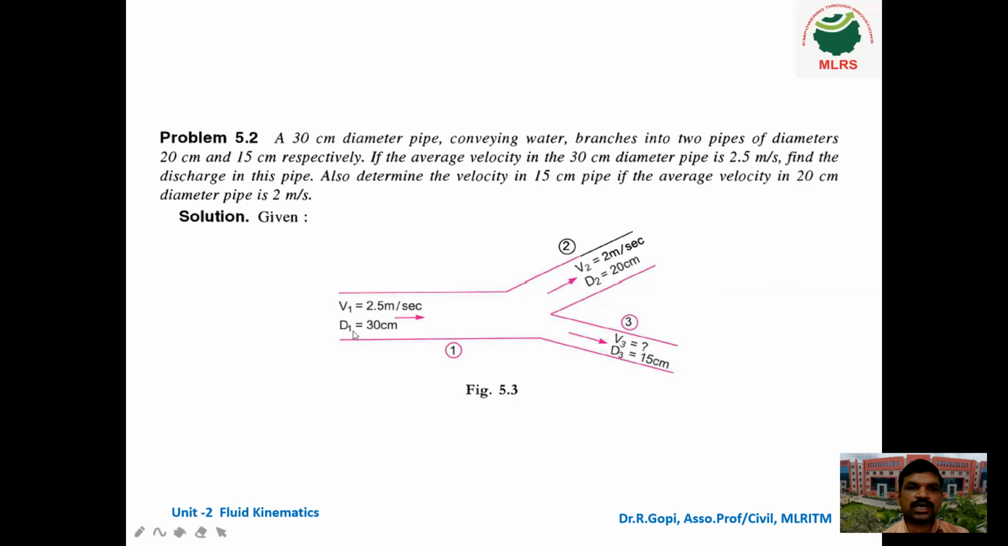Okay, so A1 into V1. Substitute the values. Area equal to pi by 4 into D square and multiply by V1. So that is your Q1, that means discharge. Also determine the velocity in 15 centimeter pipe, if the average velocity in 20 centimeter diameter pipe is 2 meter per second.